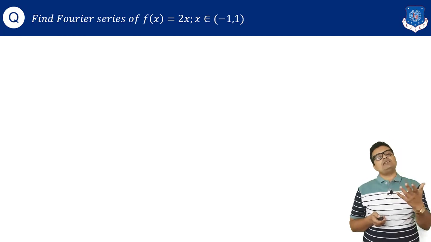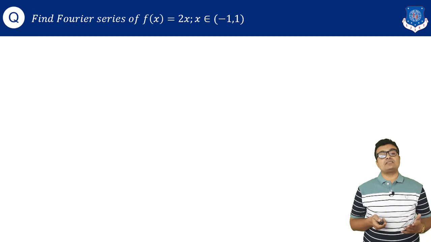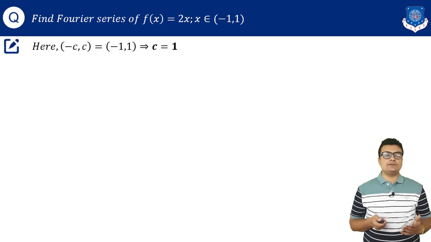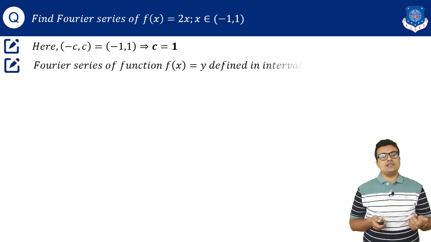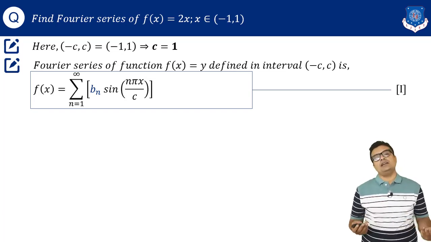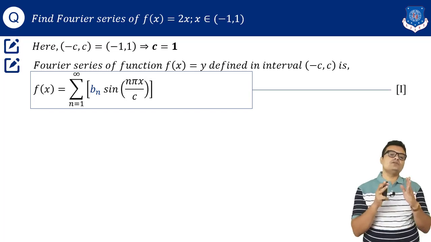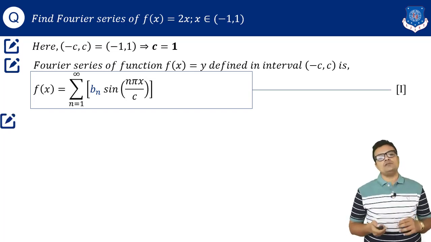So now let me take one example. In this example I am taking the function f(x) = 2x where x is coming from -1 to 1. So here again the value of c is 1. If I take the Fourier series for this odd function, you know that it is odd as I replace x with -x, my answer is multiplied by -1. And so it is odd by nature. So now in the Fourier series we have only the coefficient bn.